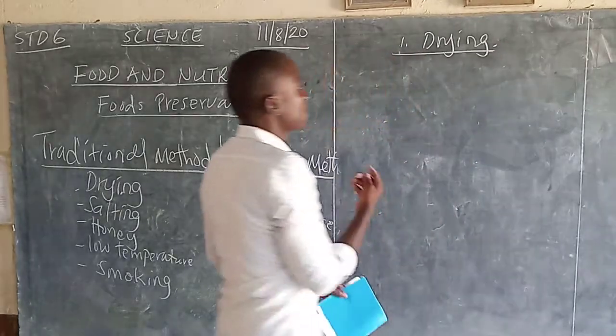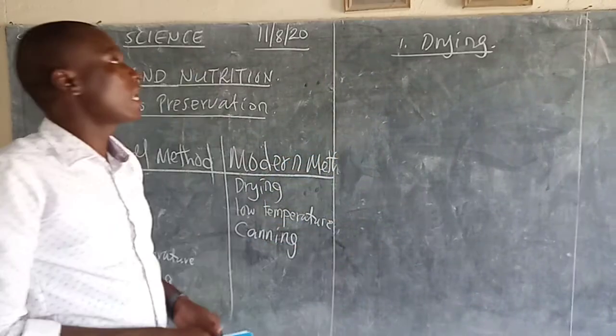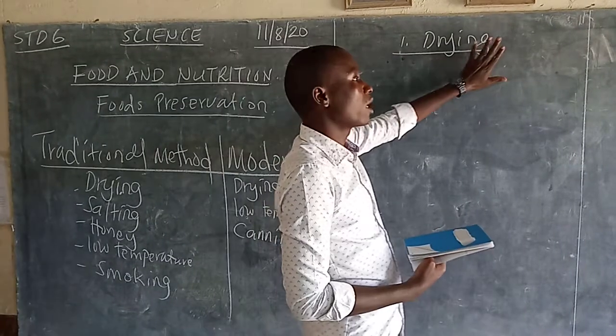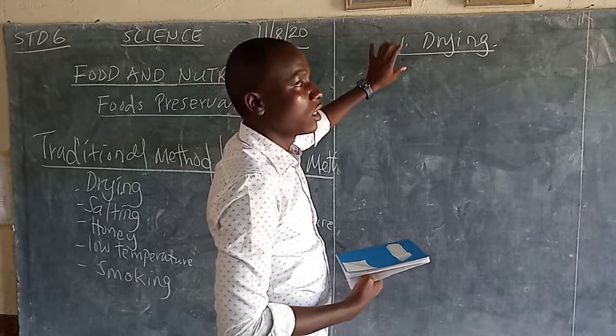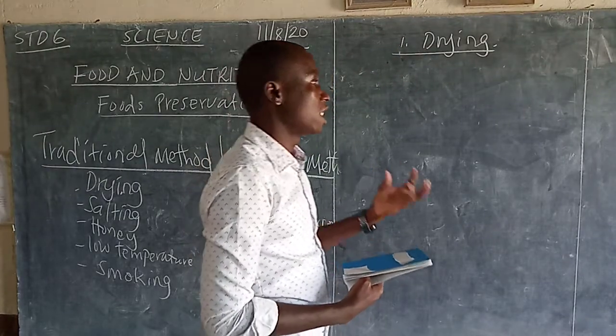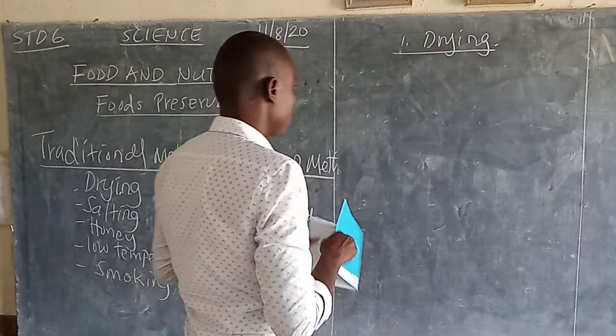Drying is a simple method. You just spread food in the sun, and when you're drying, what are you doing? You are removing moisture from the food. Dried food can go long without going bad because moisture tends to make food rot easily.